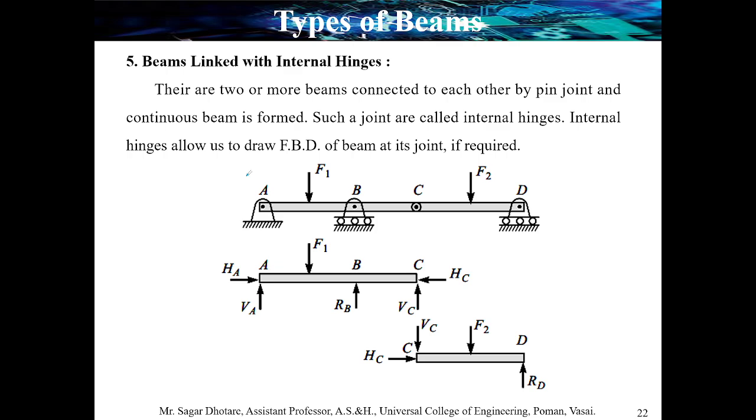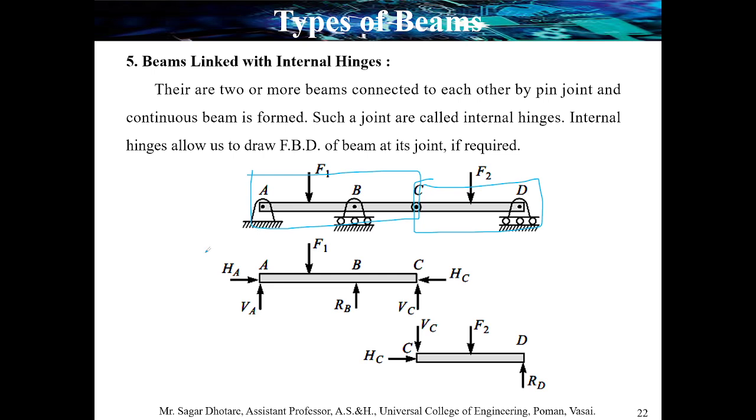So there is a one beam span from A to C which is given, and a second one is hinged separately with C to D. So there are two different beams which are hinged at the location of C. Whenever you are finding the free body diagram, there are two components, or you can say two bodies, so we have to find the free body diagram for each body.